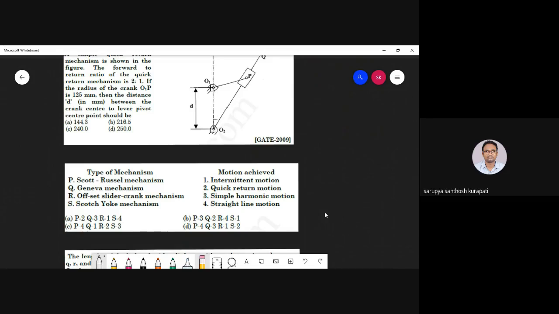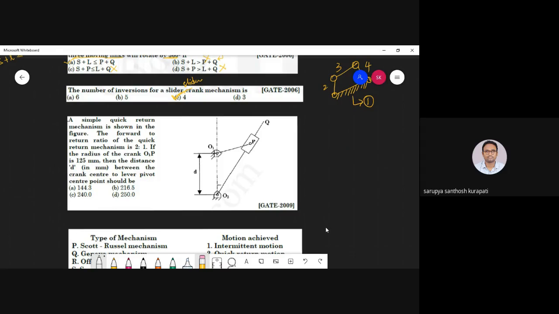So if you see this particular question, they have asked for 2 marks. Now you just tell me how to solve this. What is this mechanism? Crank and slotted lever mechanism, a simple quick return motion mechanism. So he's telling that a simple quick return mechanism is shown in the figure.